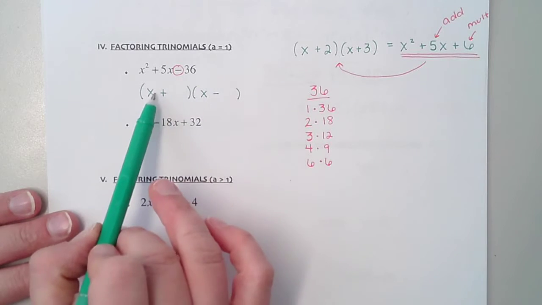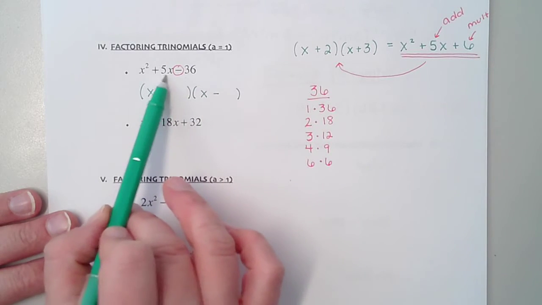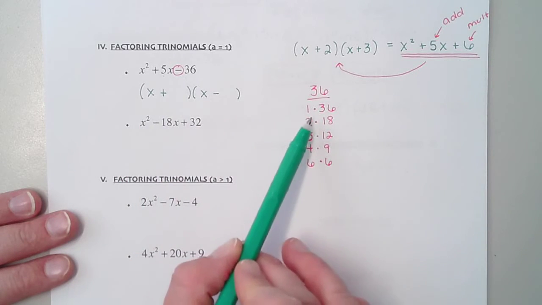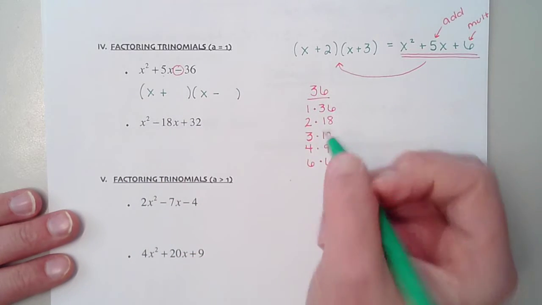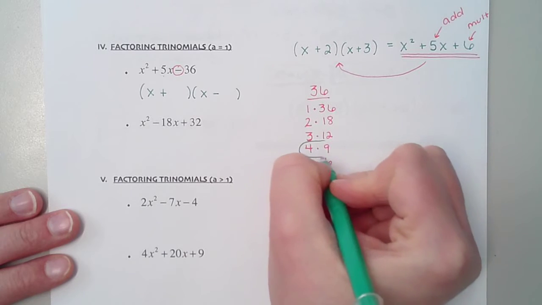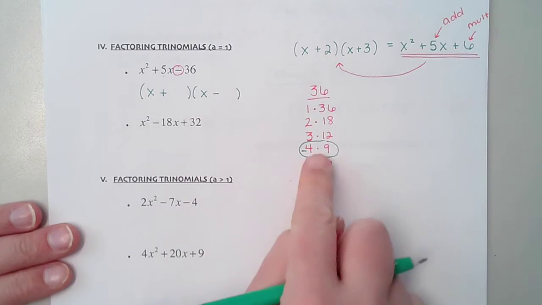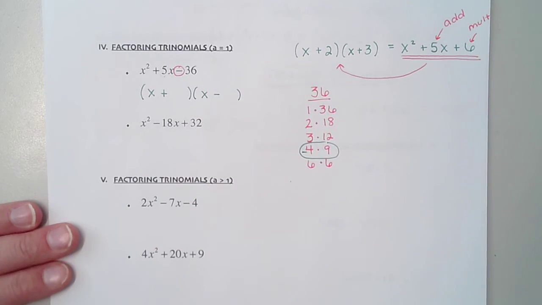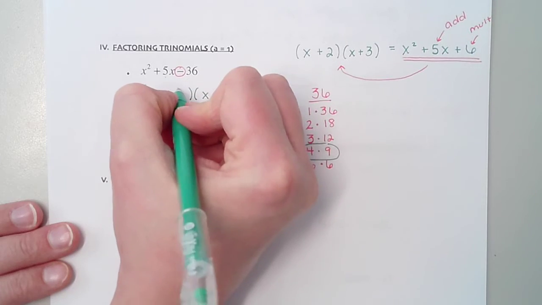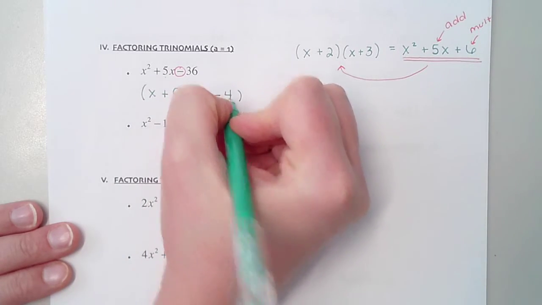Now, again, remembering that I'm going to have one positive and one negative, let's think about how we could make a 5 with one of these combinations. Hope you're seeing this one. If I had a positive 9 and a negative 4, that would give me a negative 36, but it would add to make a positive 5. So I'm going to make this a plus 9 and a minus 4.